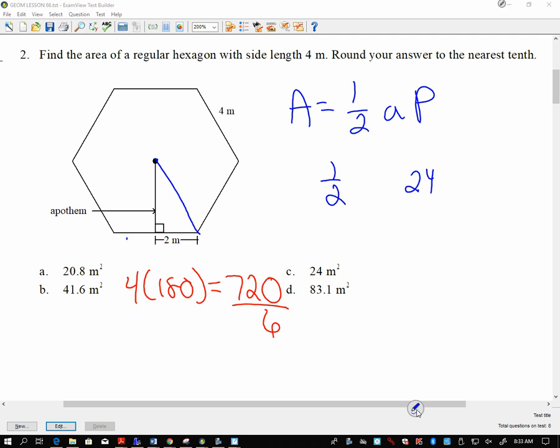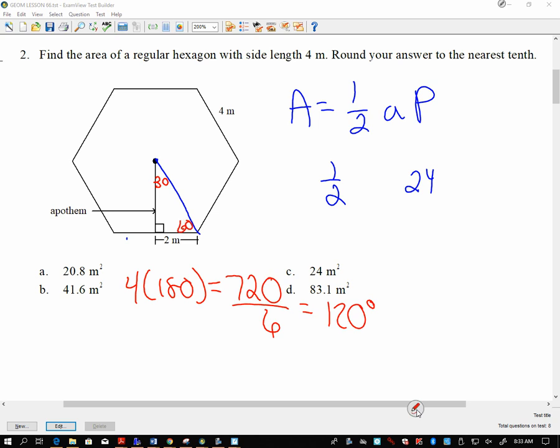What this line right here is going to do is split that 120 degrees into 2 60s, which makes this 60 degrees. Which tells me what about this angle up here? It tells me it's a 30. Does everybody understand how we got there?